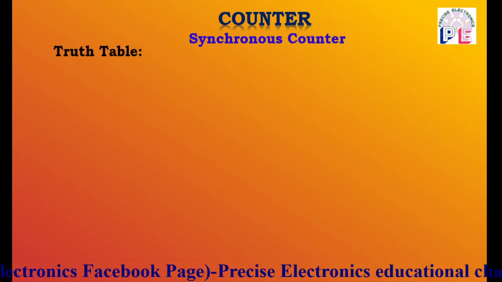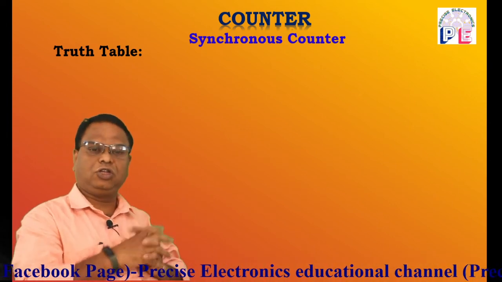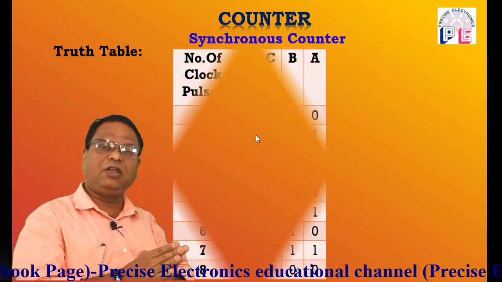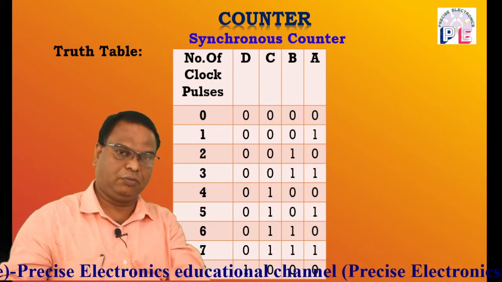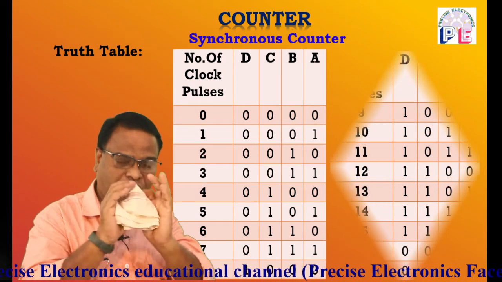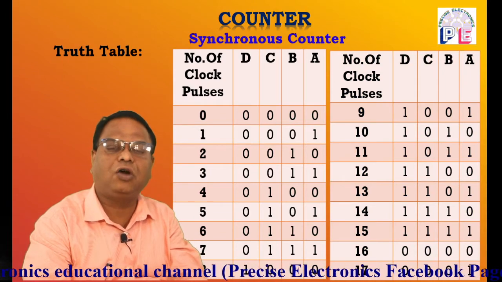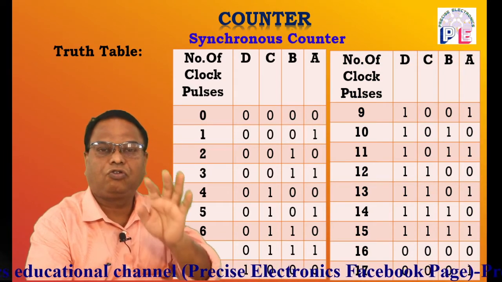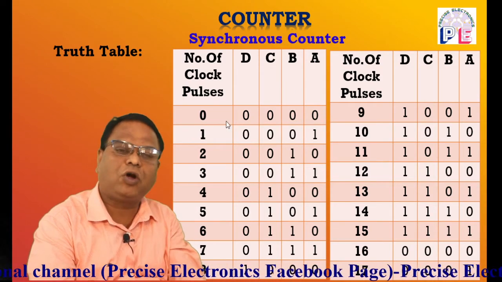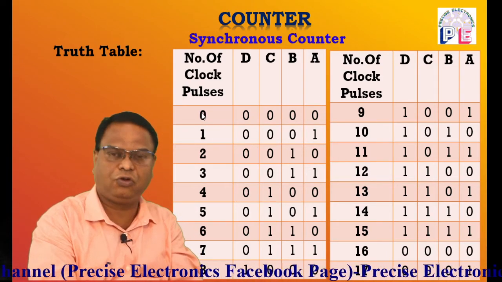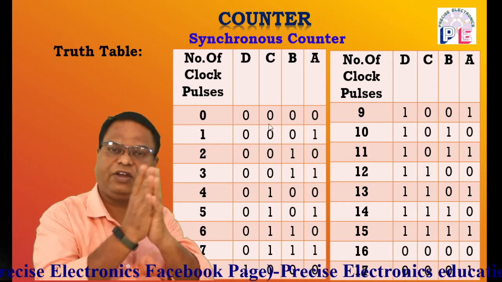The truth table of the synchronous counter is now going to display on your screen. The truth table of the synchronous counter is the same as the truth table of the asynchronous counter, because both counters count 16 pulses. They count 16 stages. So before applying the clock pulse, all flip-flops are cleared. So the output of the counter, D, C, B, A, is 0, 0, 0, 0.